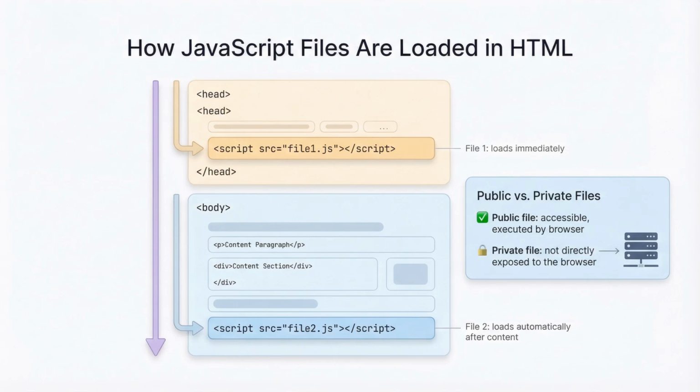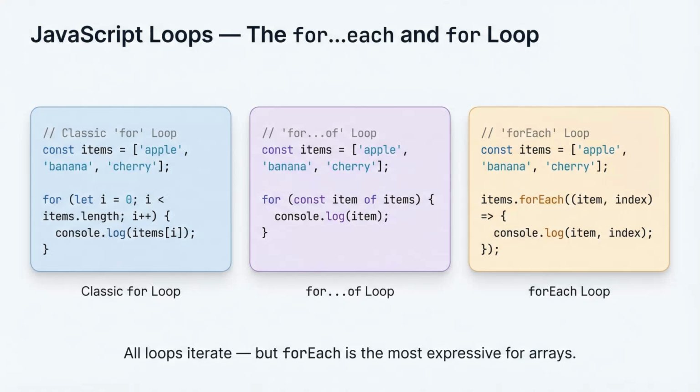Now, there's an important distinction between public and private JavaScript files. A public script is one the browser can directly access and execute. It's sent to the client. A private file, on the other hand, lives on the server and is never directly exposed. Understanding this boundary is critical, especially as you move toward back-end development, because sensitive logic should never live in a public script.